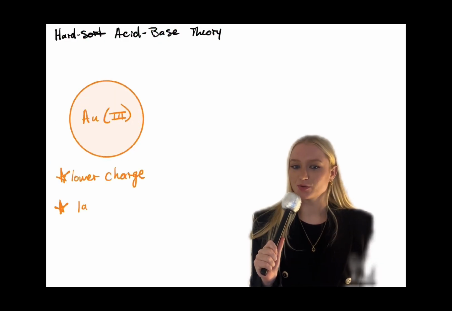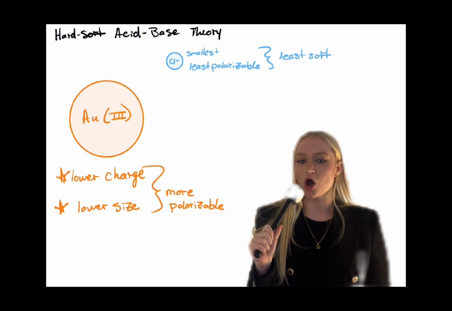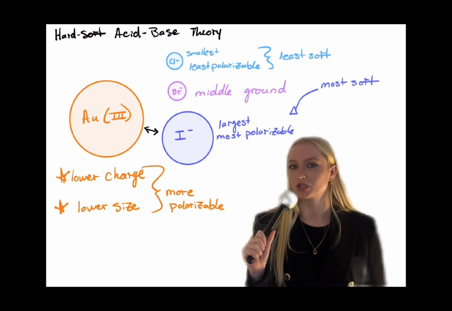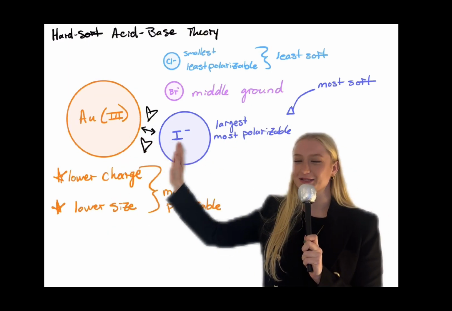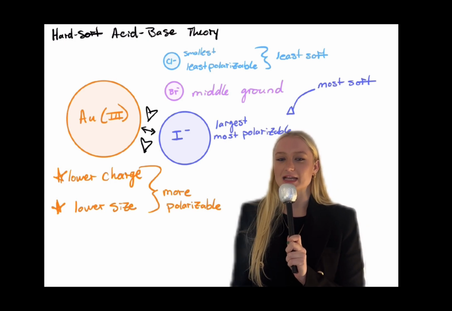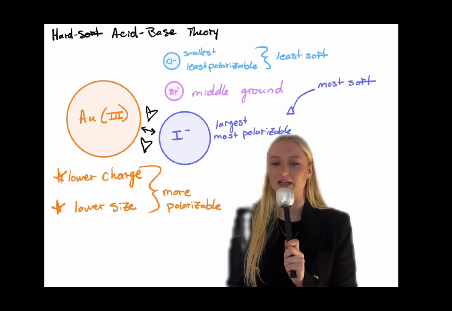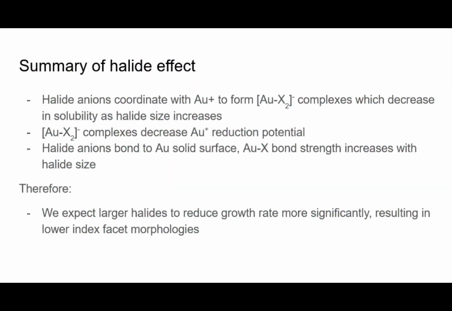The trend of halide absorptivity on gold surfaces can be understood through the consideration of hard-soft acid-base theory. Hard means less polarizable due to a smaller size, and soft means more polarizable due to a larger size. Since the gold metal center can be classified as a soft acid, a softer base will correspond to a larger halide, as it is more favorable for soft acids to interact with soft bases, because smaller halides have less competition to bind to the surface of the gold nanoparticle. We expect larger halides to reduce the growth rate of the nanoparticles, resulting in lower index facet morphologies.